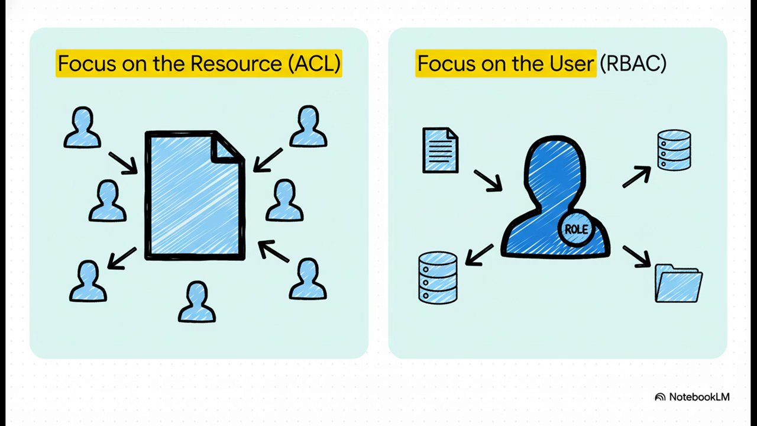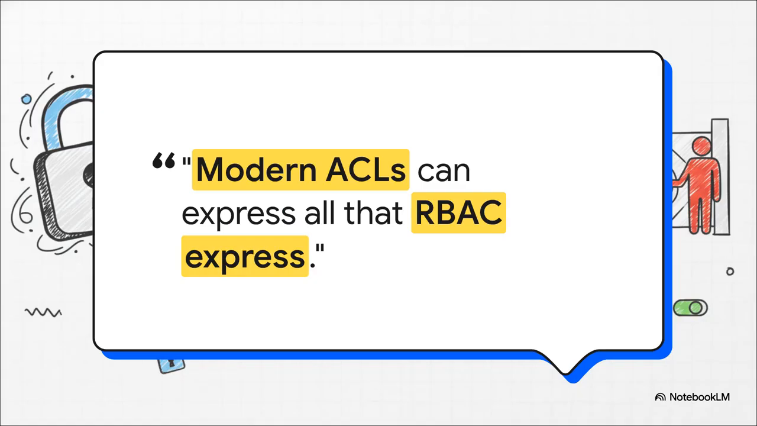RBAC, on the other hand, flips that around and focuses on the user. You give a user a role, like editor or admin, and that role comes with a whole bundle of predefined permissions for a bunch of different resources. But what's really interesting is that while they started out as these two different philosophies, the lines have gotten really blurry. Modern ACL systems can handle groups, even hierarchies of groups, which makes them powerful enough to do basically everything an RBAC system can. They've become just incredibly flexible.